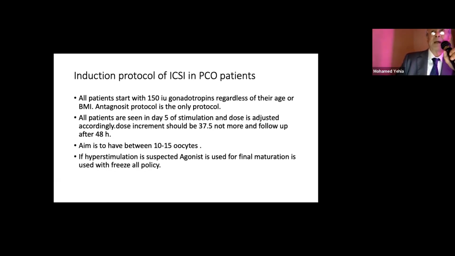And follow up after 48 hours. The aim is to have between 10 to 15 oocytes. If hyperstimulation is suspected, agonist is used for maturation, and freeze-all policy should be liberal.